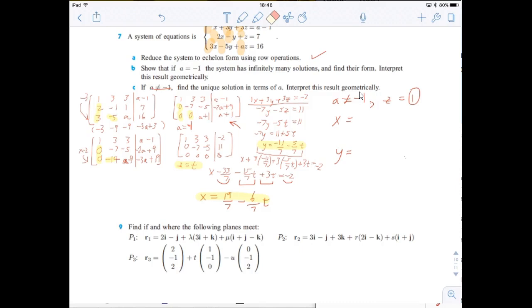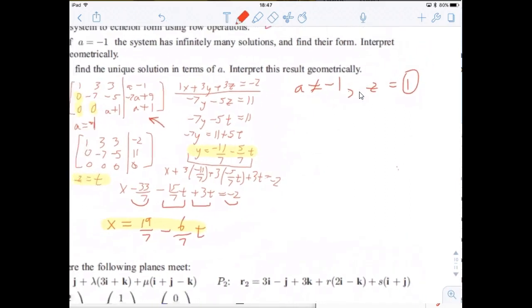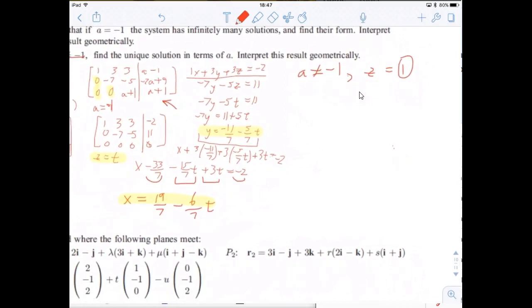So I'm going to have to go all the way back to this equation and this equation. So let's start with this equation here, and we're going to use that to find the y values, okay? So, let's see. It's going to be the equation -7y minus 5z equals -2a plus 9.